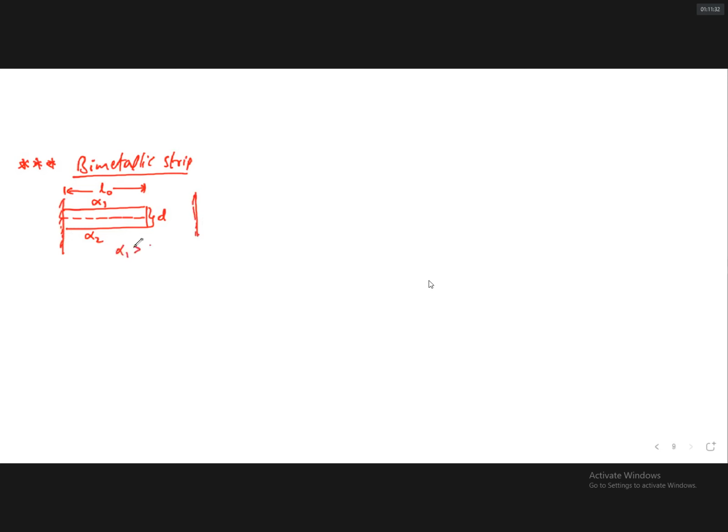Here, assume alpha 1 is greater than alpha 2. This is before heating. After heating, it will bend. For heating, it bends.